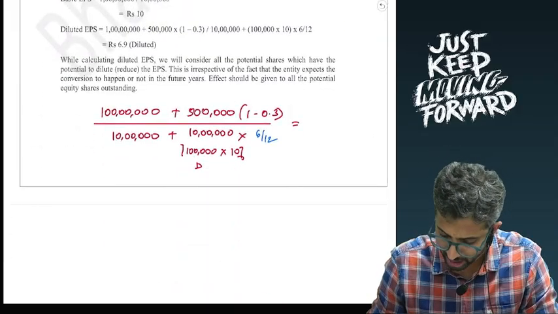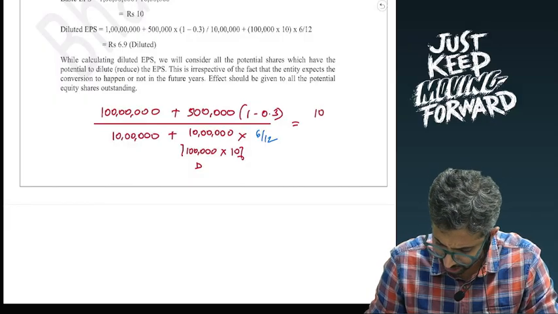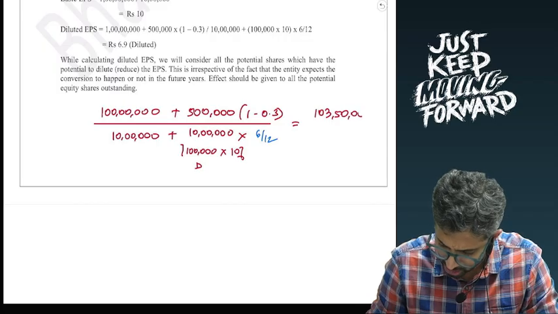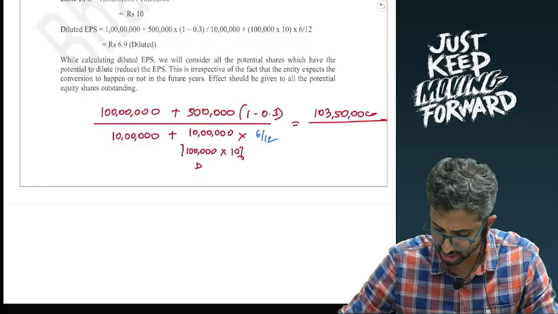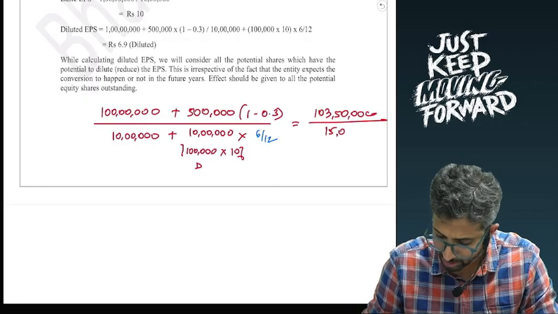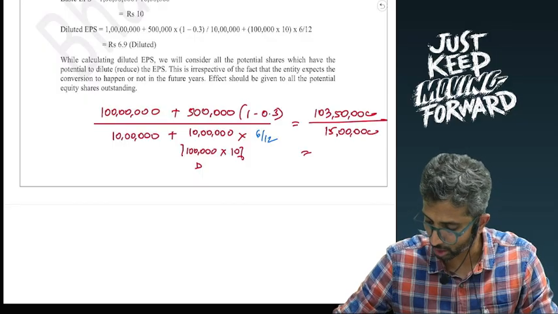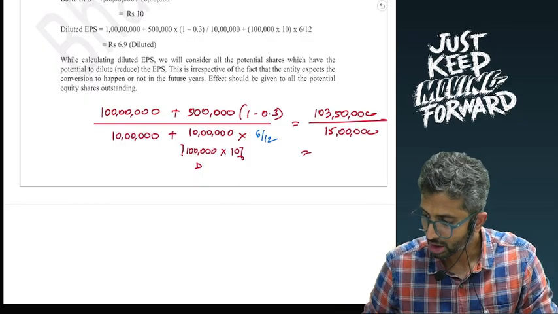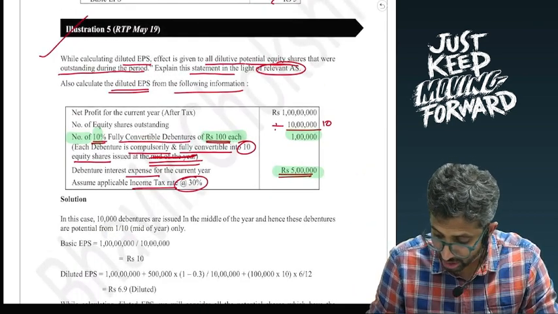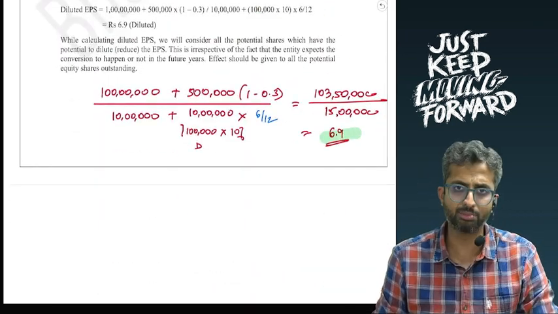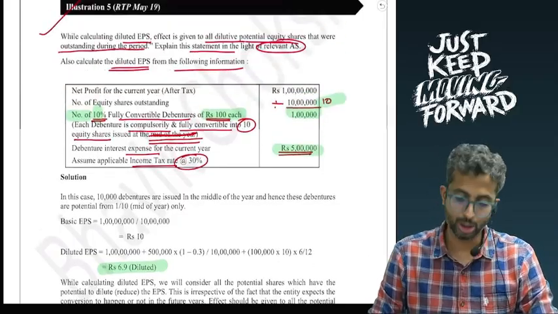Over here, if I take, let us say 1 crore plus, I think 3 lakh 50, that is 1 crore 3 lakh 50,000. In the denominator, this is 10 lakhs into 6 by 12, that is 5 lakhs, and hence this comes to, let us say, 15 lakhs. So over here, this is 1 crore 3 lakh 50,000 divided by 15 lakhs comes to 6.9. Your basic EPS was 10. Diluted can be less than basic. Well, it is less than basic, and hence this will be treated as diluted. As you can see over here, 6.9 is a diluted EPS.